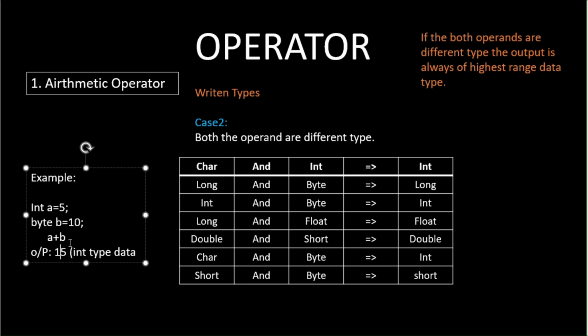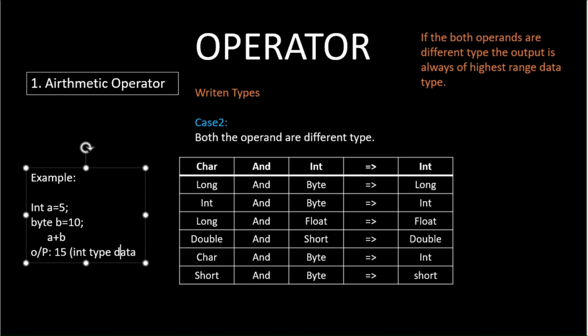So tell me what type of data it is. 15 is what type of data? Here the output 15 is int type data. Why? Because int is larger than byte. The size of int is larger than byte. That's why we will get int type data.